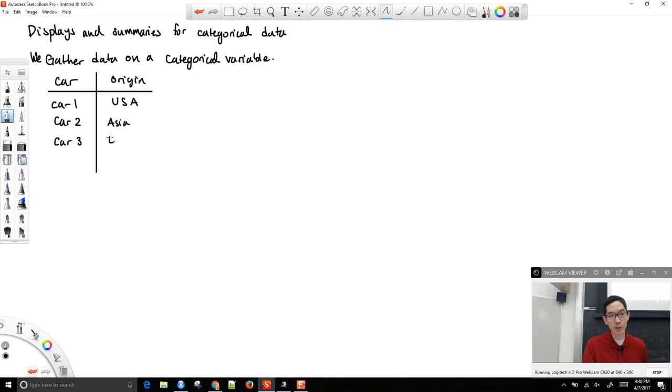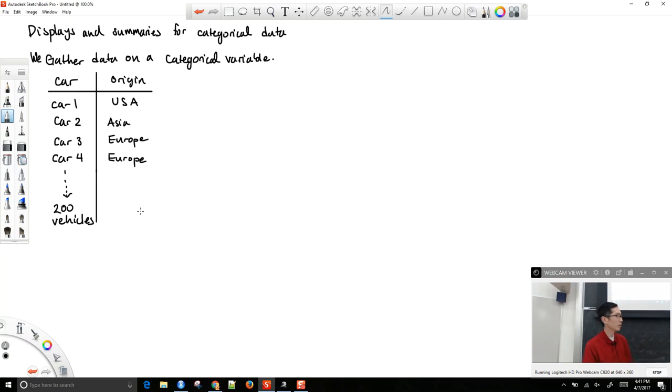Car 3 we'll say is Europe. So that would be all the German cars, but also British, French, and Italian cars, things like that. And maybe car 4 is another European car, so on and so forth. Let's say we gather data on 200 vehicles, so we will have 200 rows.